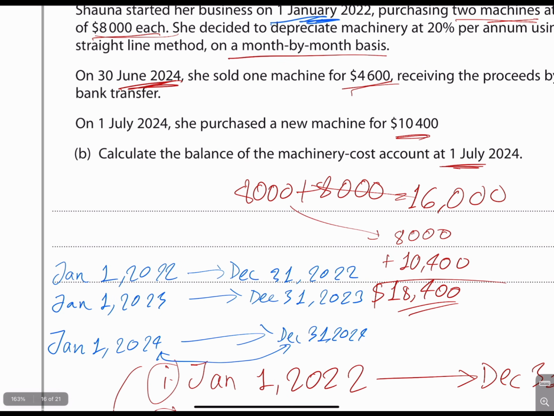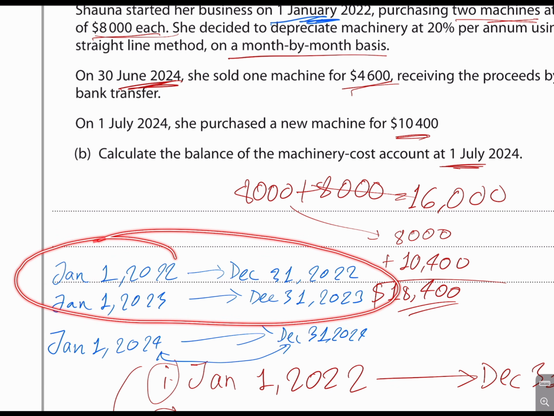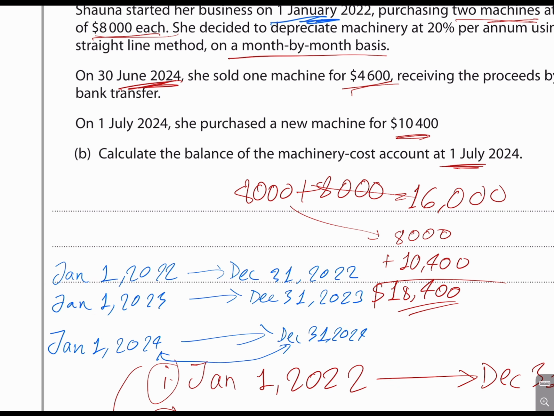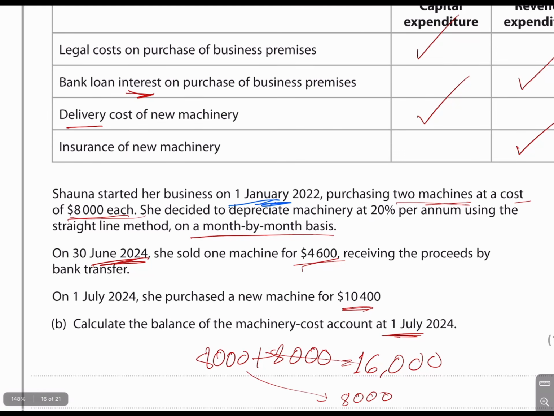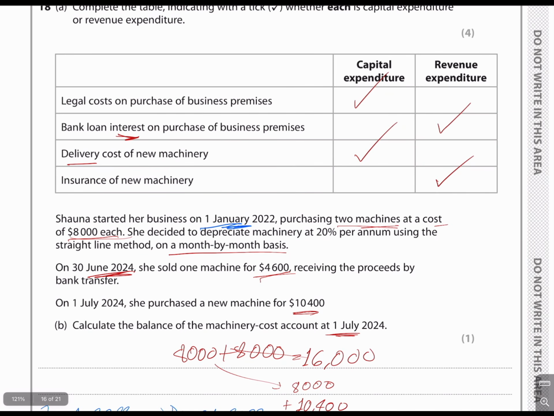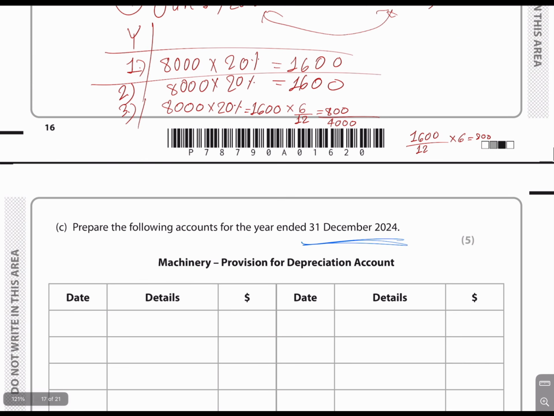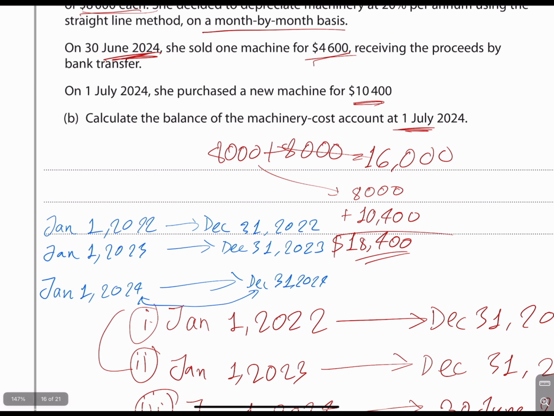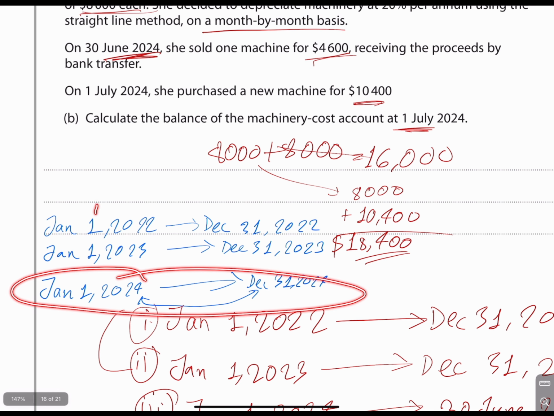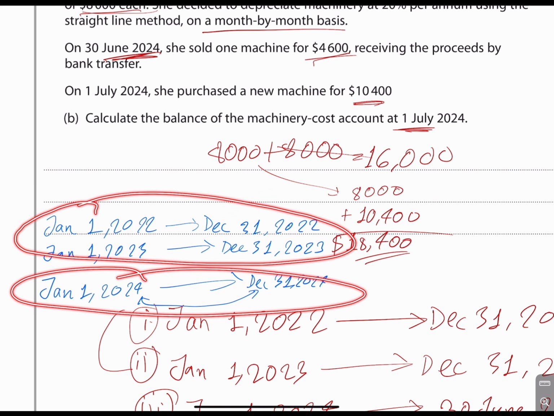So before this, prior to this year, the assets were used for 2 years, right? How do we know this? Because here they haven't shown us any balance period of the provision account. But we know that we are doing account for this, right? 1 Jan 2024 to 31st December 2024. Now, prior to this year, the asset has been used for 2 years, right?